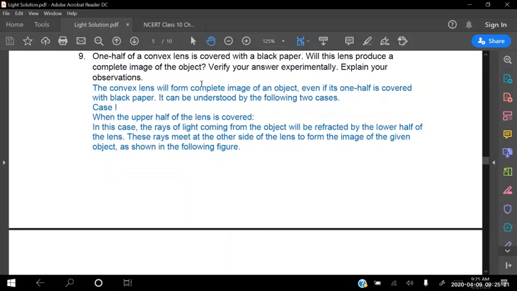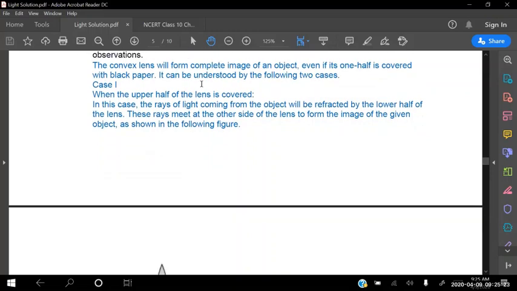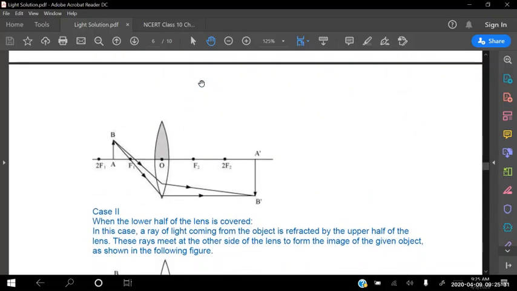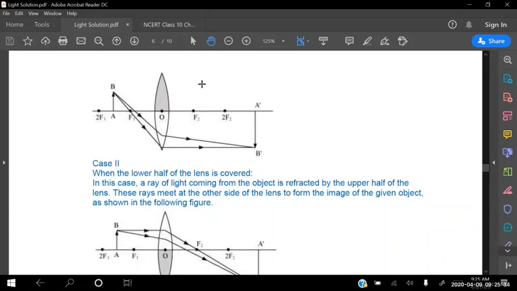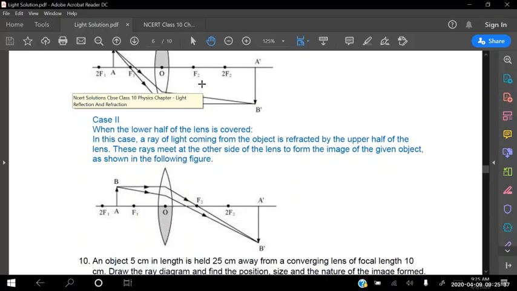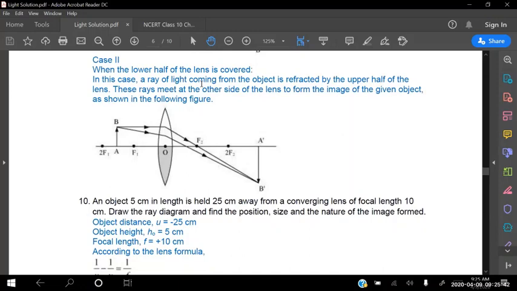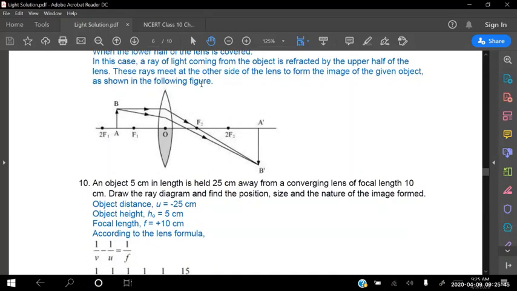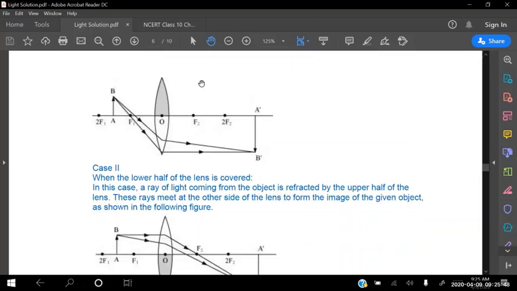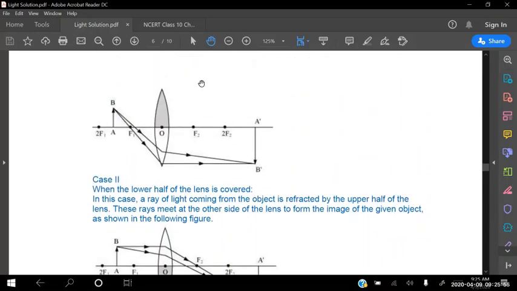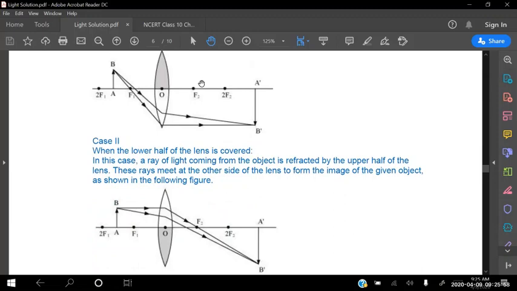First of all, it can be understood when the upper half of the lens is covered, because it's not given. If the upper half of the lens is covered, then this kind of image will be formed, but it will be blurred. And if the lower half of the lens is covered, then you can see this part, as shown in the following figure. So these are two different kinds of diagrams. If the upper part is covered or the lower part is covered, you can see this kind of structure. You can get the complete image, but the image will be blurred.